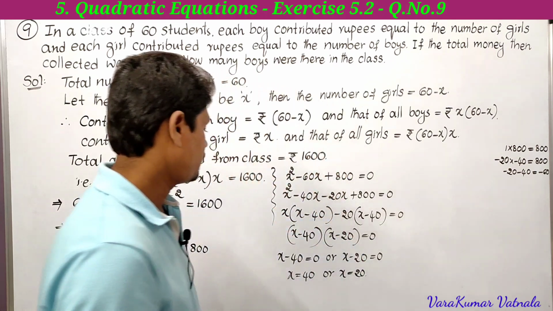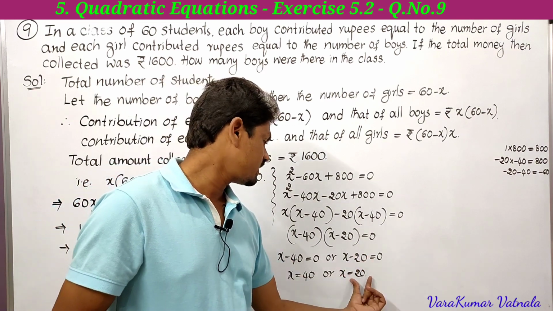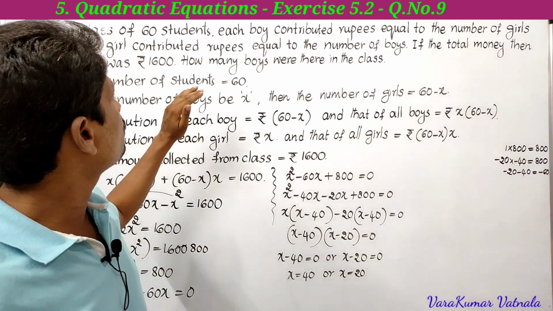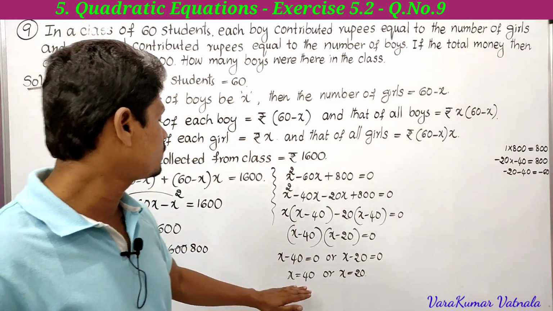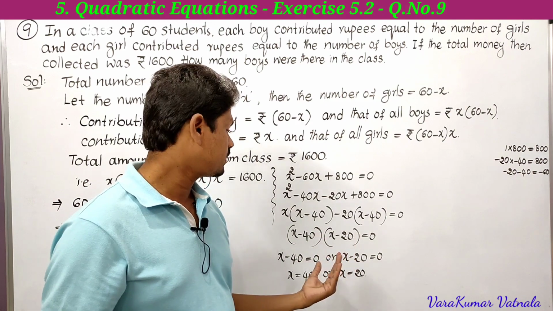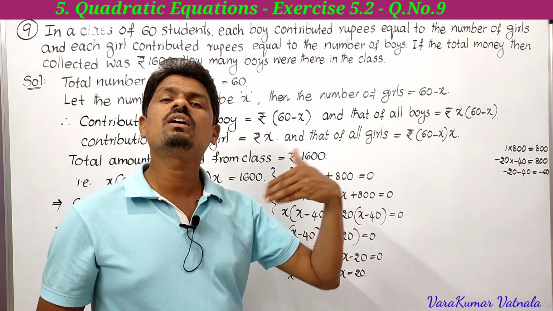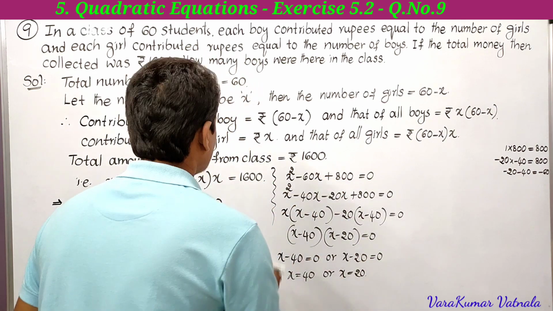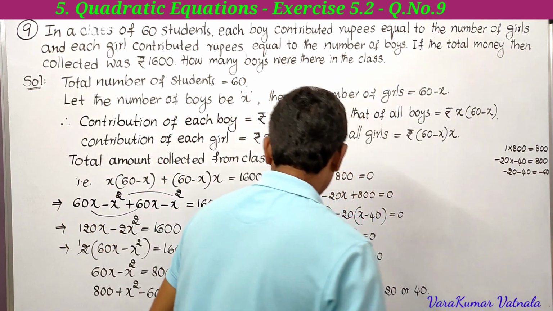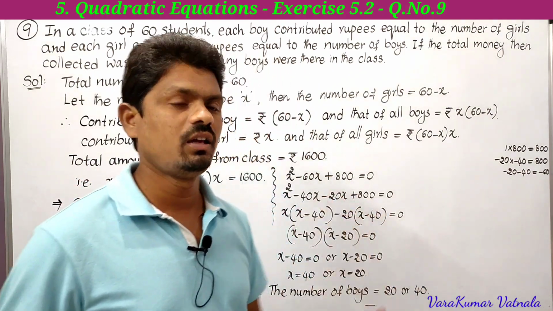So here take minus 40 to the right side, it becomes plus 40. Take minus 20 to the right side, it becomes plus 20. So what is x? X is equal to the number of boys in the class. Therefore the number of boys in the class is 20 or 40. Both are correct. If the boys are 20, then girls become 40. If the boys are 40, then girls become 20. He is asking only the number of boys. Therefore the number of boys is equal to 20 or 40.